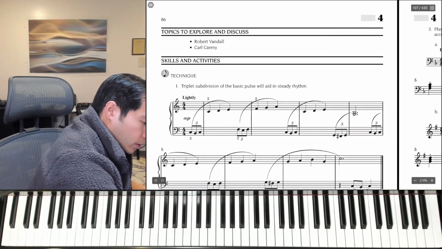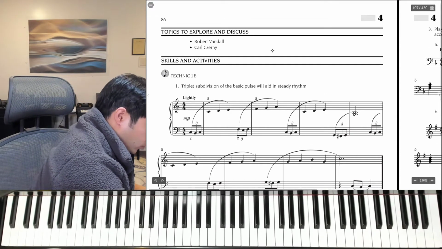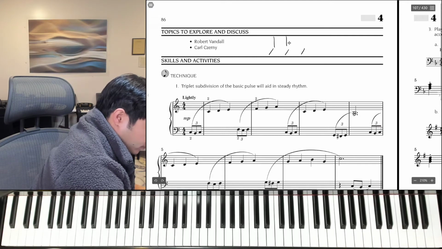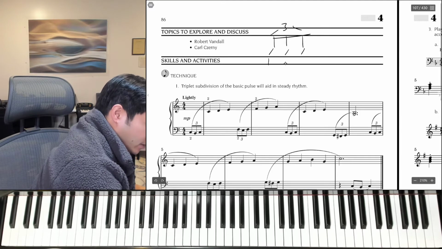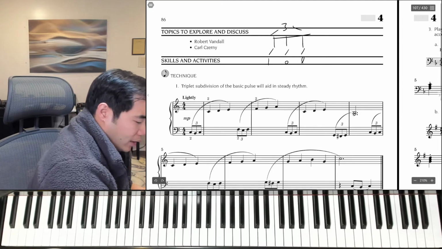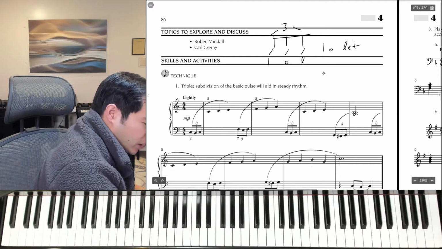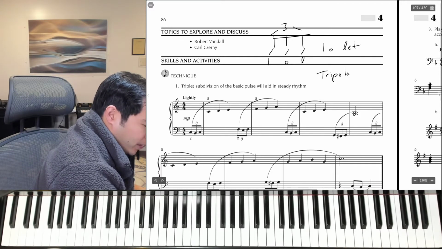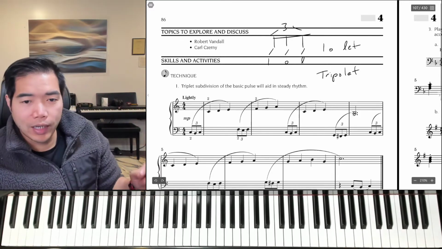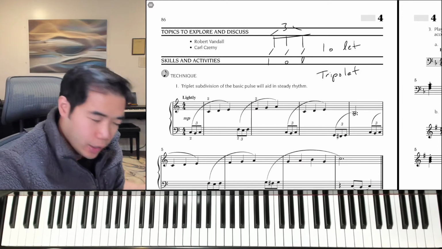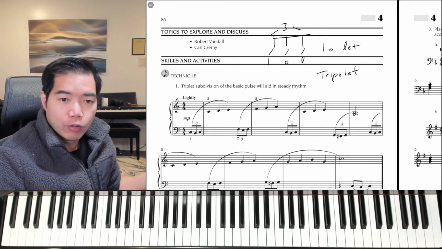So this is what a triplet eighth note looks like. And I like to count it thusly: 1-o-let, which comes from triplet. We add the O so that we have 3 syllables. So each triplet eighth note has a syllabic representation.